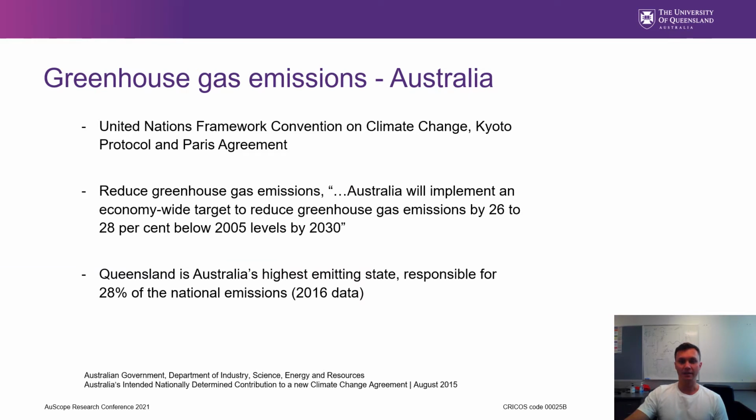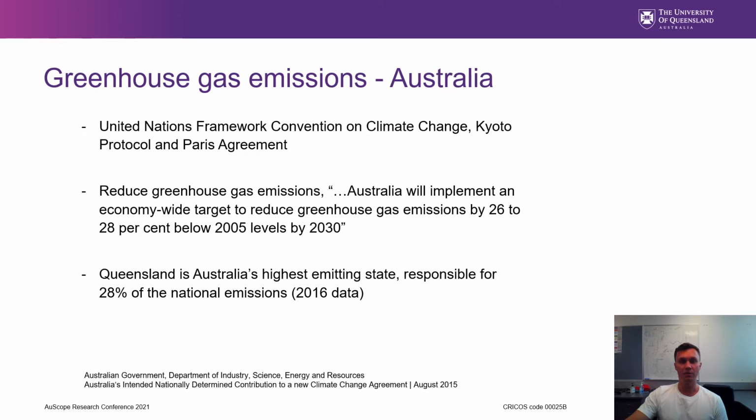Since Australia is part of the United Nations Framework Convention on Climate Change, as well as the Kyoto Protocol and the Paris Agreement, we have agreed to reduce our greenhouse gas emissions. To be more specific, Australia has agreed to implement an economy-wide target to reduce its greenhouse gas emissions by 26 to 28% below its 2005 levels by the year 2030.